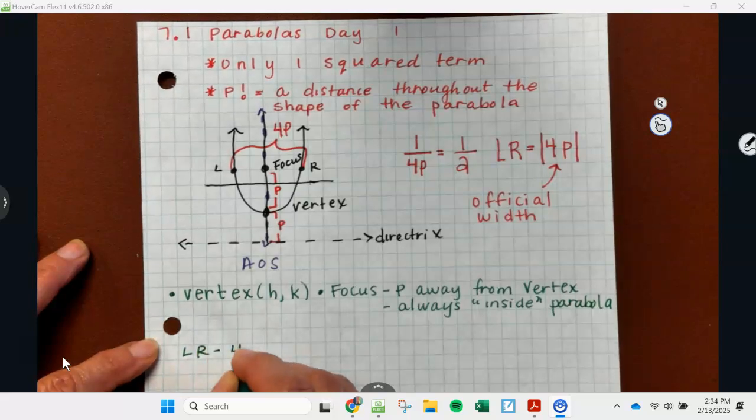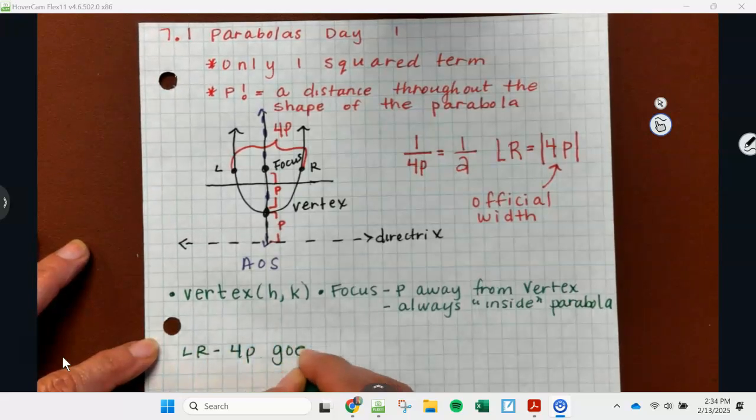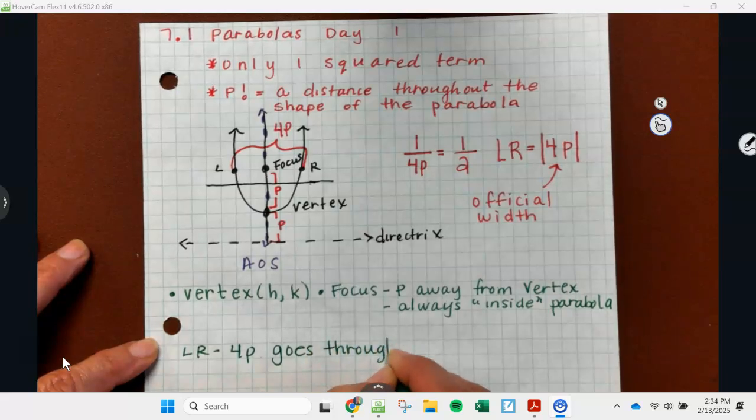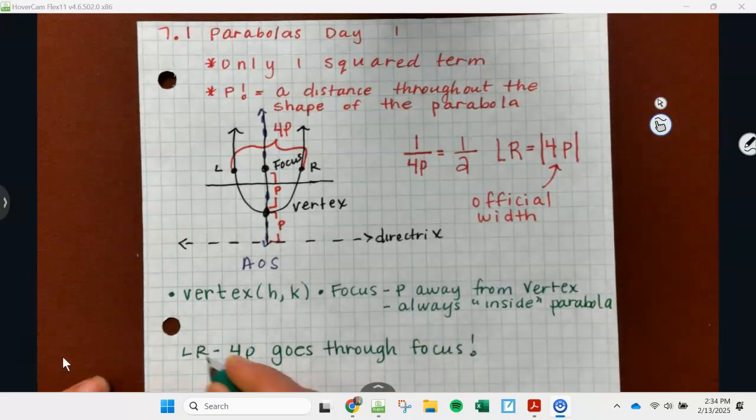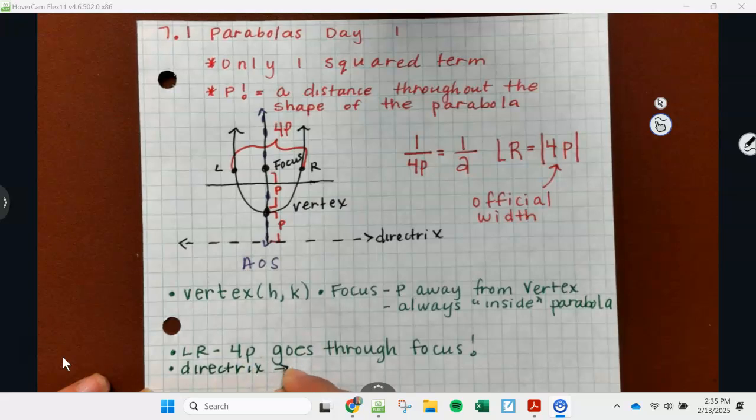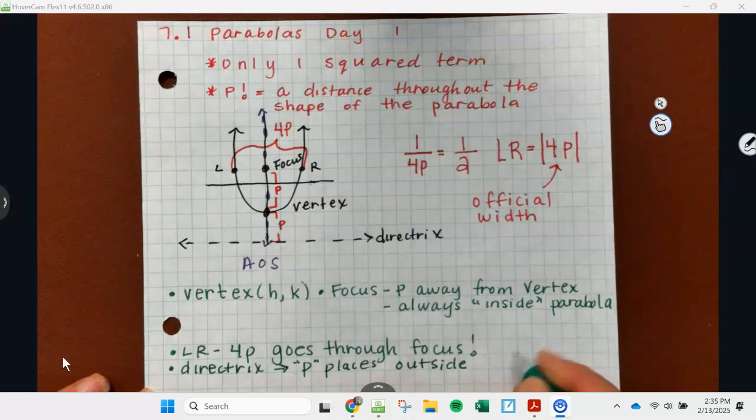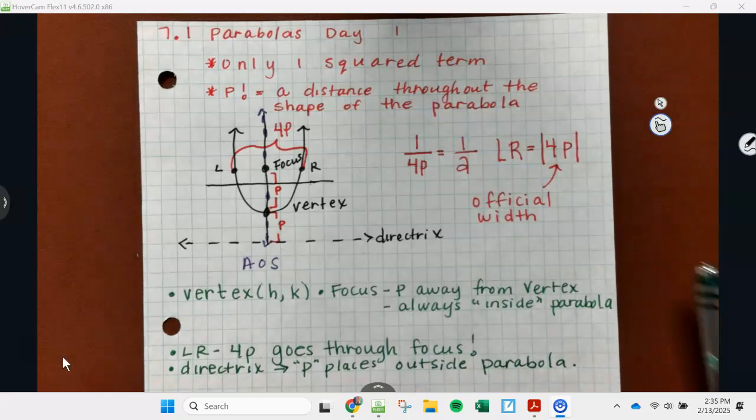Let's also talk about LR. LR is so easy to find. It is 4 times the p-value. And the LR, the official width, always goes through the focus. So if I measured from the left to the right or from the top to the bottom, it always goes through the focus. One more thing is the directrix. The directrix is always outside of the parabola. And remember, it's p distance away from the vertex.